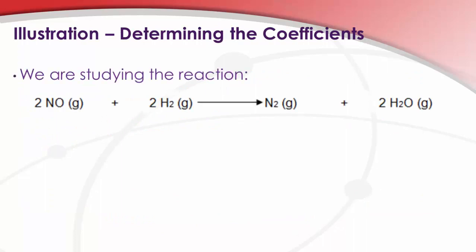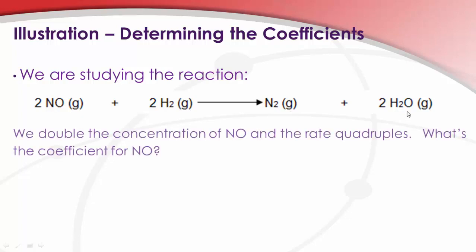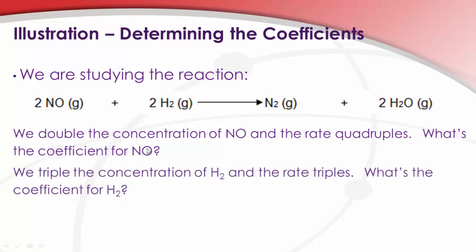So let's look at an example. Let's say we're studying the reaction of nitrogen monoxide with hydrogen gas to form nitrogen gas plus water. And let's say we double the concentration of nitrogen monoxide and the rate quadruples. It goes up 4 times. Well, then we ask ourselves, what's the exponent for NO? Well, the answer, of course, is it's a square term. We doubled it and it went up by 4.